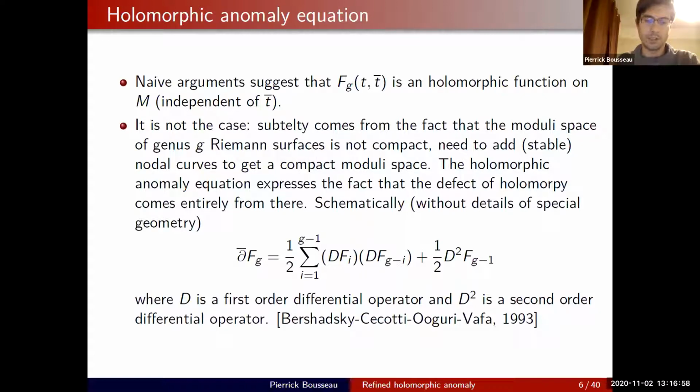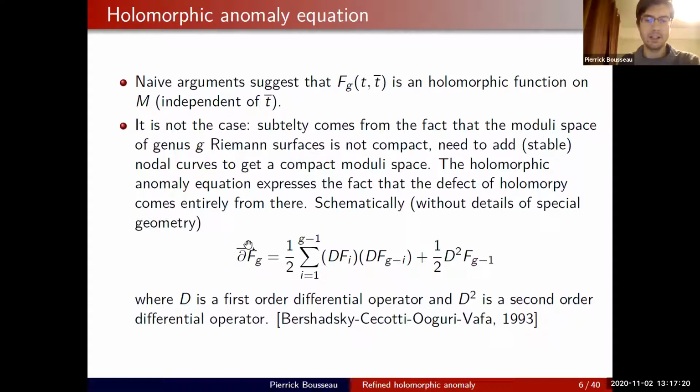As was shown by Bershadsky, Cecotti, Ooguri, and Vafa, there is a subtlety coming from the fact that the moduli space of genus g Riemann surfaces is not compact. And to get a compact moduli space from Riemann surfaces, you need to add nodal curves. And the holomorphic anomaly equation expresses the fact that the defect of holomorphy comes entirely from there.